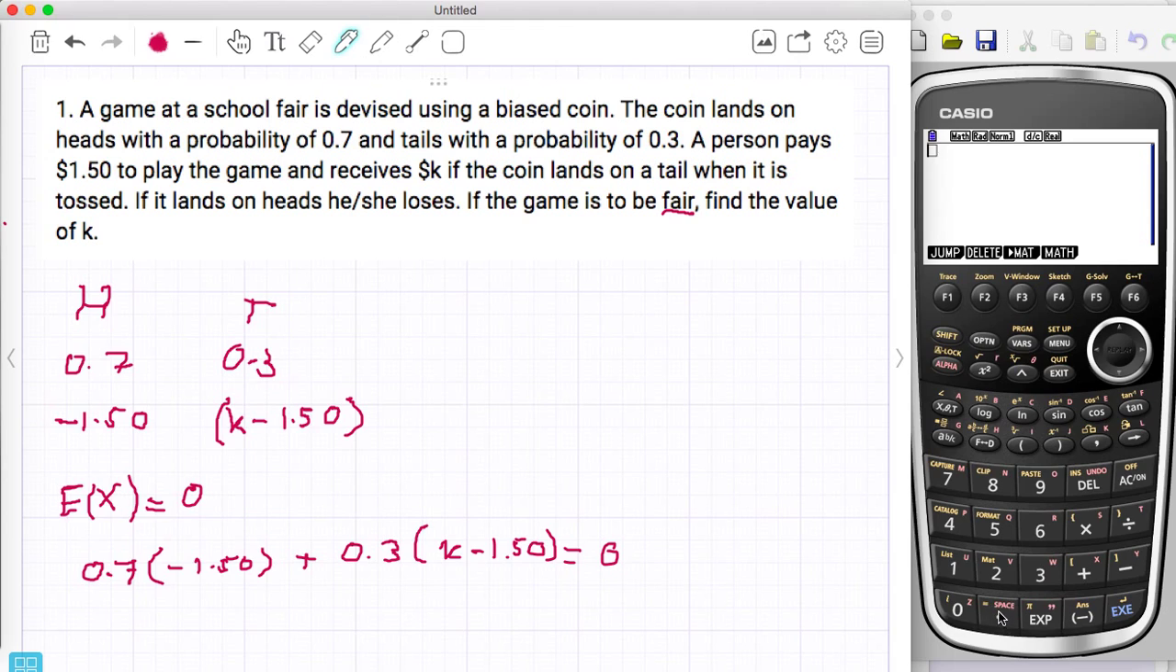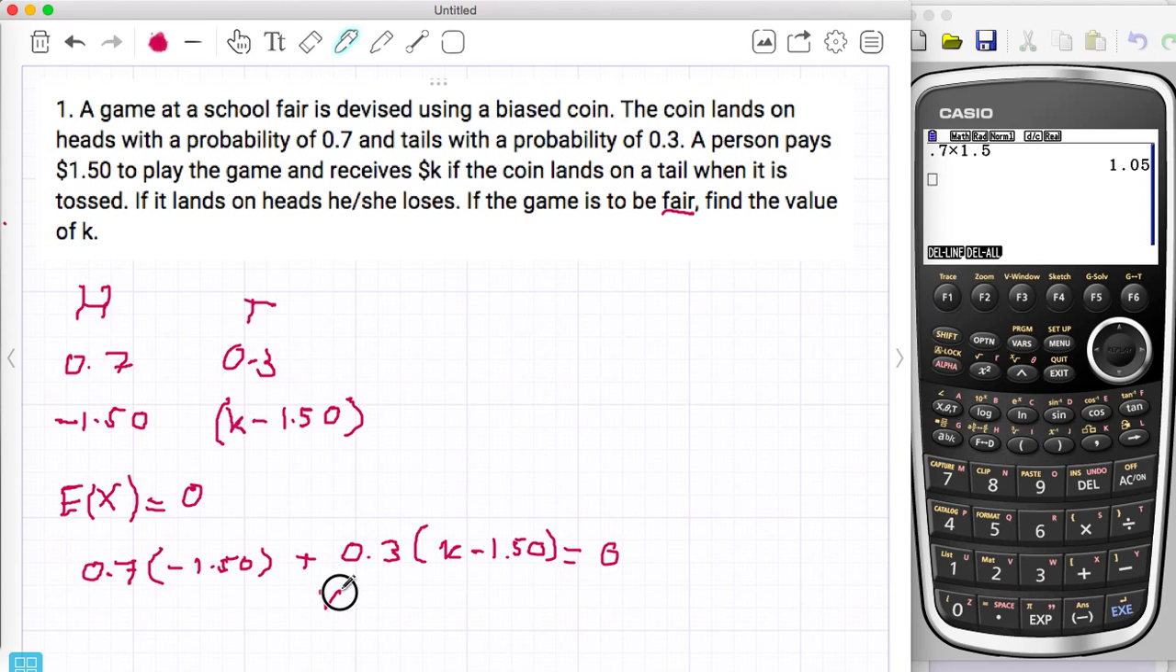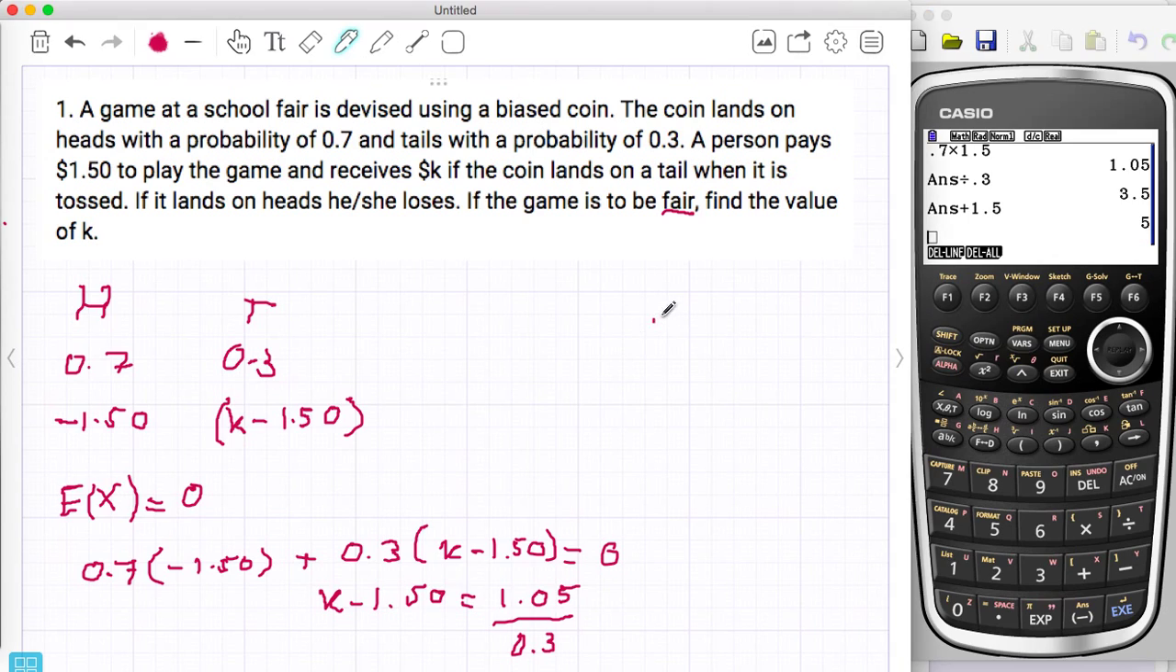And I've got my calculator here, so we can just work out a few bits and pieces. So 0.7 times 1.5 equals 105. So I'm just going to finish with K minus 150 equals, this is negative 1.05. So add that to both sides. Divide both sides by 0.3 to get rid of this. And now I'm going to add on the 150 to get 5. So K needs to be 5. It needs to be paid out $5 for the game to be fair.